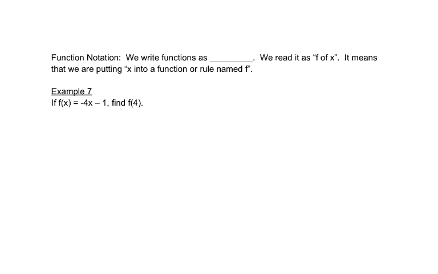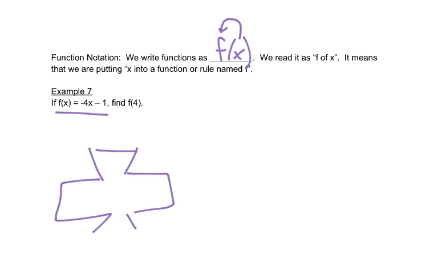Function notation. We write a function in this format. We read it as f of x. It means that we're putting x into a function named f. So in this function, we have f of x is equal to negative 4x minus 1. It's a little bit like having this machine. And whatever you put in, it does negative 4 times whatever that is, minus 1. When you turn the handle, it spits something out.